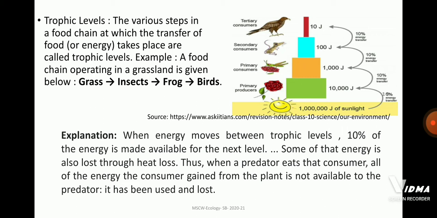Such as at the basic level, you can think of grass, which is nothing but the autotrophs, the producers, then the insects, which are the herbivores, then carnivores are there followed by them. Then there are secondary consumers, tertiary consumers, etc., which form the frogs and the birds in a grassland ecosystem.